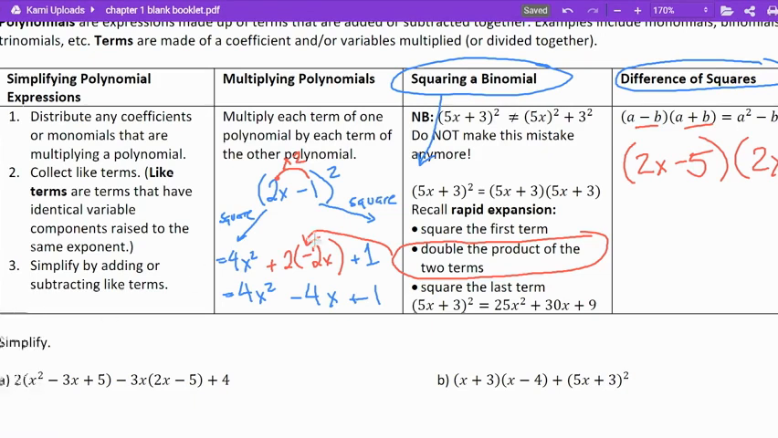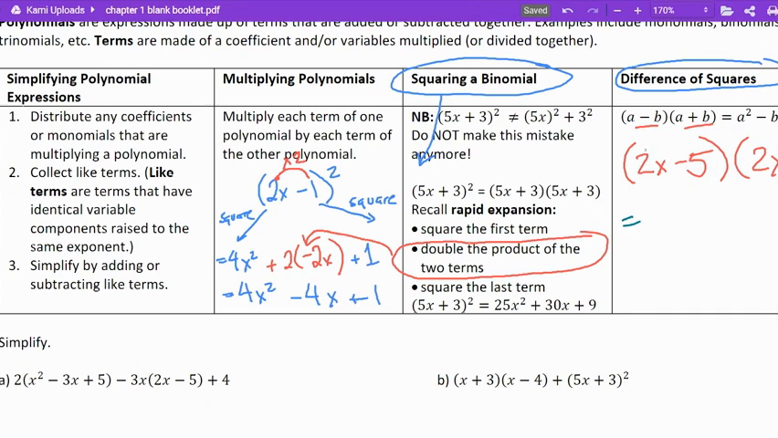the part of FOIL that is outside is 2x times positive 5. The part of FOIL that is inside is negative 5 times 2x. And what happens with those two terms? They get canceled out. They don't exist. So when you're doing the difference of squares, it's actually just FLE, first and last. Some people try to call it the FL rule. Don't do that. That's silly. It's the FLE rule.